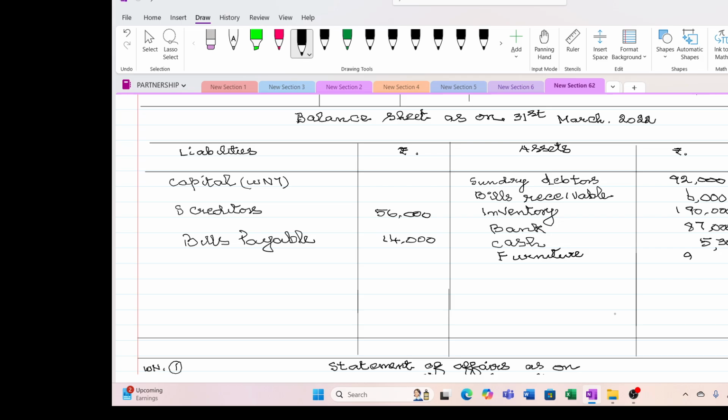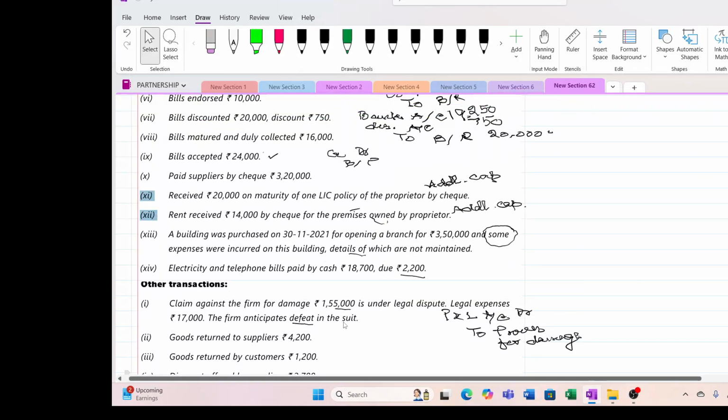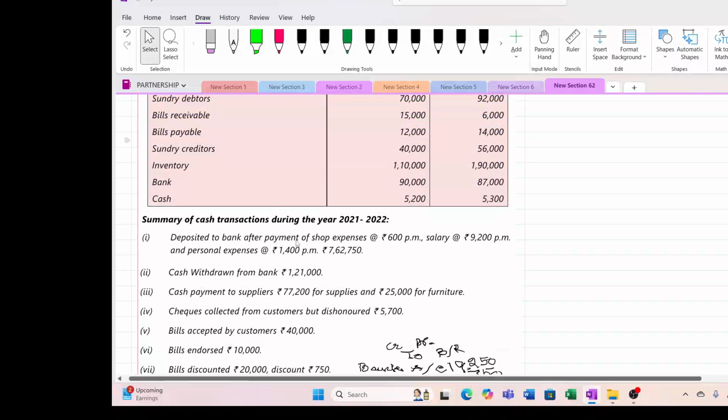Furniture 25,000. Okay, so I'll show you the sum now. So we have made the shop expenses double entry, salary we made to the P&L account, and this drawing has gone to the capital account. This is a contra entry. So both debit and credit are in the bank account, cash book itself. So cash payment to supplier, payment bank, and then creditor will get debited. Furniture, both the entries have been made.